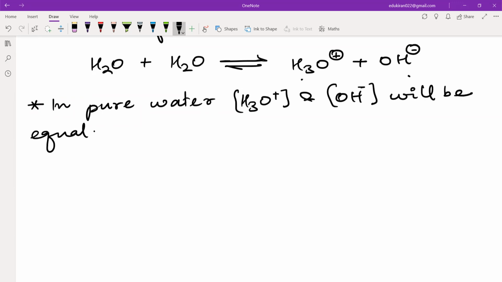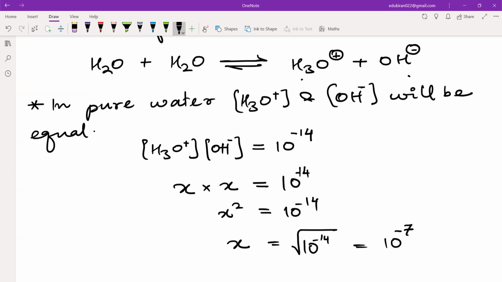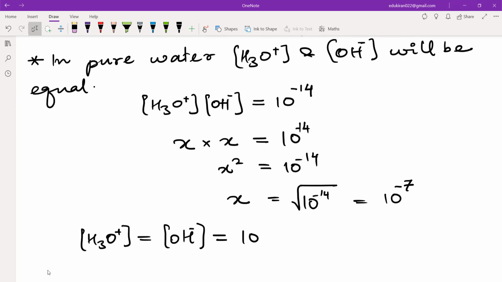So the concentration of H3O positive times the concentration of OH negative is equal to 10 to the power minus 14. This is X into X equal to 10 to the power minus 14, so X squared is 10 to the power minus 14, and X is the square root of 10 to the power minus 14, which is 10 to the power of minus 7. Correct? Hence the concentration of H3O positive equals the concentration of OH negative, which is 10 to the power of minus 7.